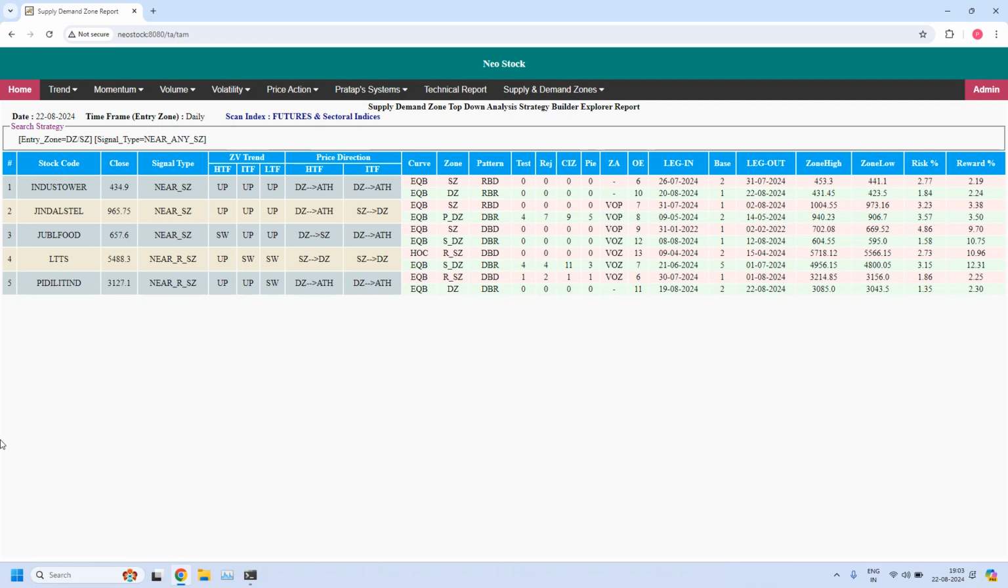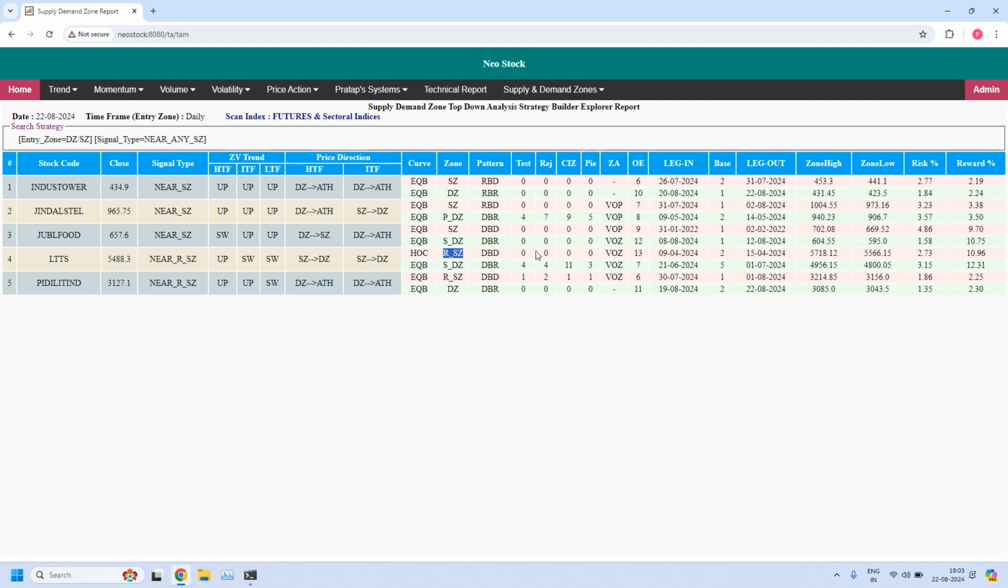Let us identify high liquidity supply zones from this list. We have LTTS. L&T Technology Services is having a high liquidity supply zone, but it is already pierced. So you just ignore this, because our focus is on the high liquidity daily supply zones. So we have a valid high liquidity supply zone, which is a fresh zone.